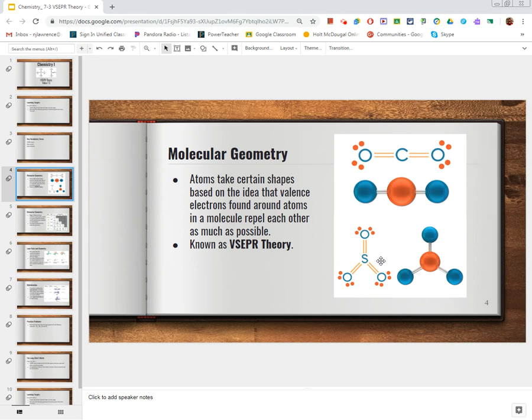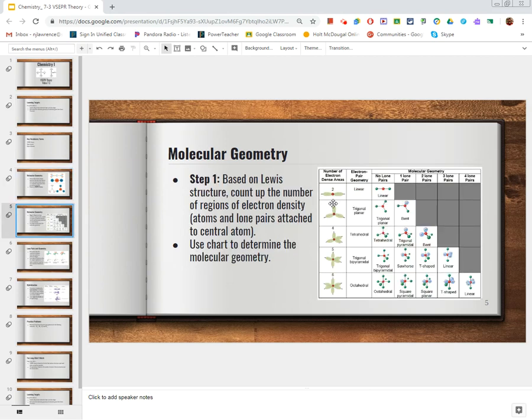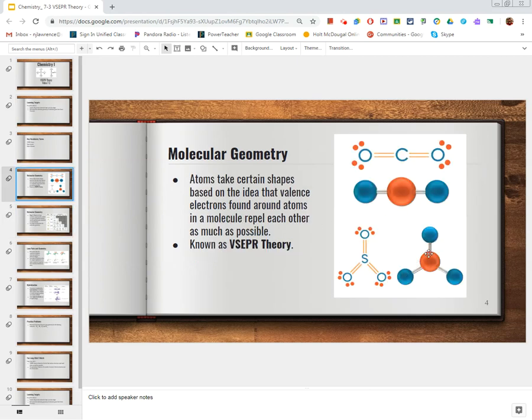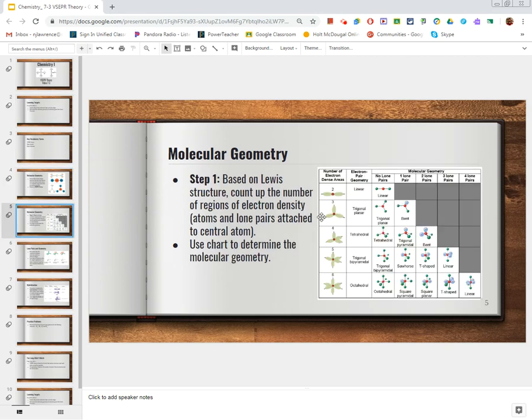The next one, this guy has 3: 1, 2, 3. I look at my chart. 3 electron-dense regions is going to be trigonal planar. But when I get more specific, I see that it actually has 3 atoms bonded to it, or 3 bonds. This one has 2 bonds but 1 lone pair. And so we're going to go with this one and call this shape trigonal planar. So we will be using this in a second.